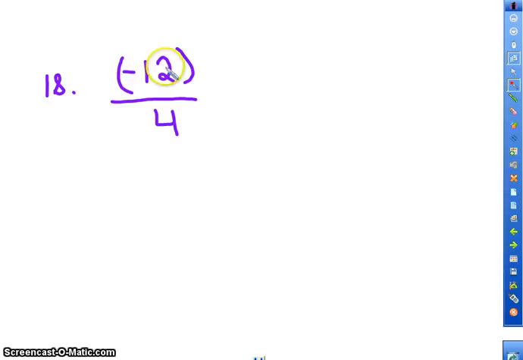Now I have a negative 12 divided by a 4. So I have a negative divided by a positive. And if you remember, opposite signs mean it will be negative as my answer. 4 goes into 12 3 times. My answer is negative 3.